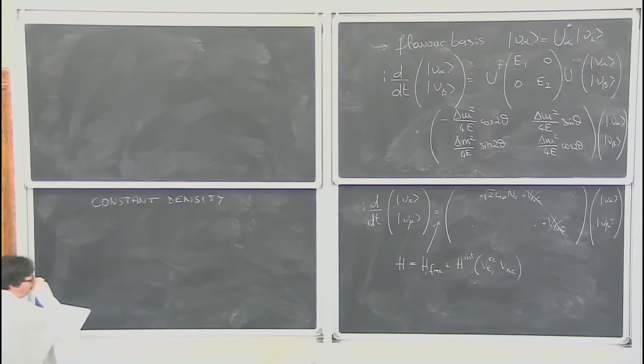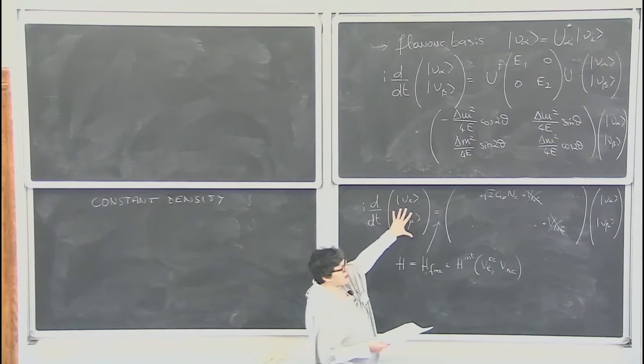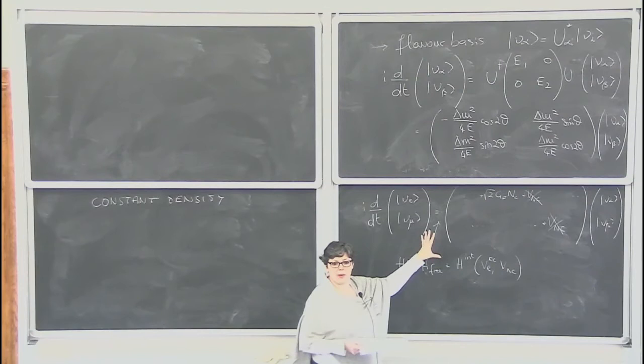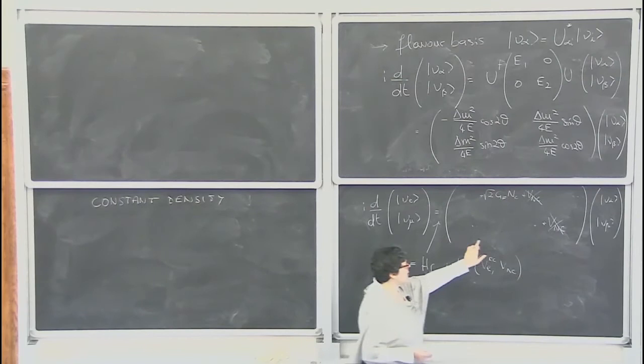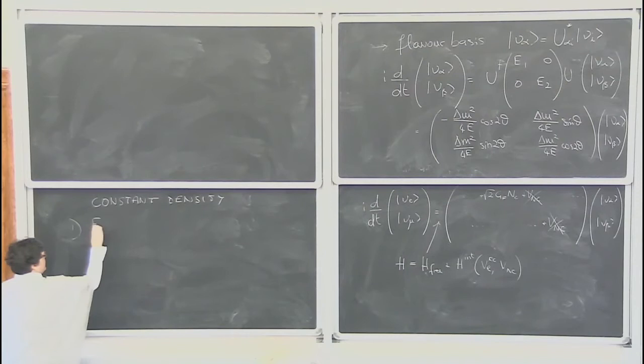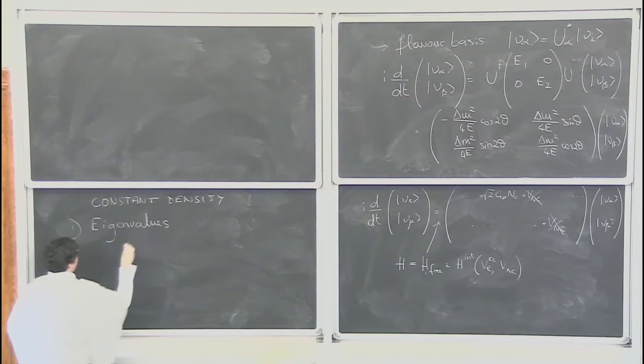So how do I solve that evolution problem? What do I need to do? This is from quantum mechanics. When you had a problem of this kind, two coupled differential equations, how did you solve it? Remember, you decouple them, right? And how do you decouple them? Yes, you diagonalize this matrix here. Okay, so we can do that. We need to find the eigenvalues and we need to find the mixing angle which diagonalizes the matrix.